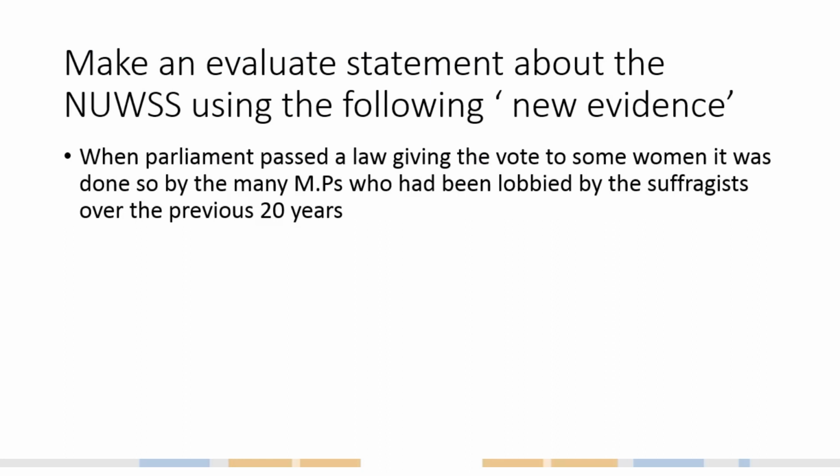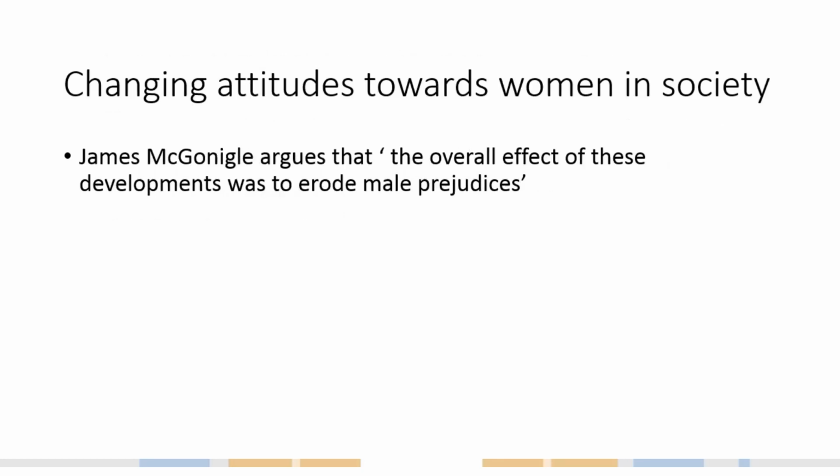So the assignment that's in the assignment folder gives you 4 evaluative statements which we'd like you to make. Now what I'm doing here is I'm giving you some new evidence, and I'd like you to turn those into an evaluative statement using the words and phrases that have been shown on this video. So here is your new evidence, and then what you're to do is take that and make an evaluative statement. The first one there is on the NUWSS. The second one is using a historian about changing attitudes towards women in society. You take that quote and you make an evaluative statement.